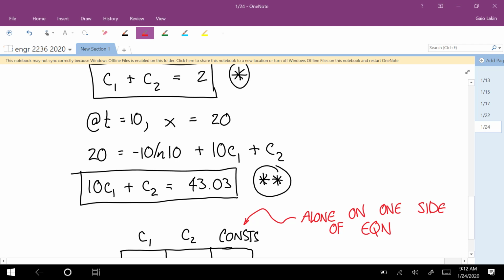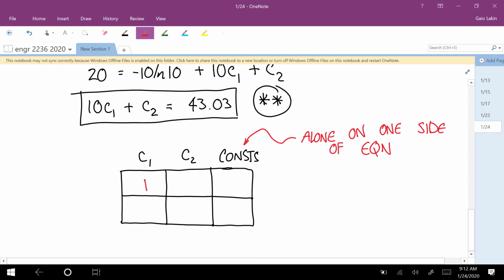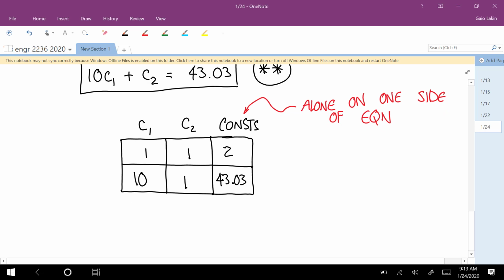So for the first equation, we have 1C1 plus 1C2 is equal to 2. The second equation says C1s, we have 10 of those. C2s, we have 1 of those. And the constant is positive 43.03. If you'd done this by substitution, you would have been done a long time ago. But substitution is not what you want to do if you have a system of 10 variables and 10 equations or more.